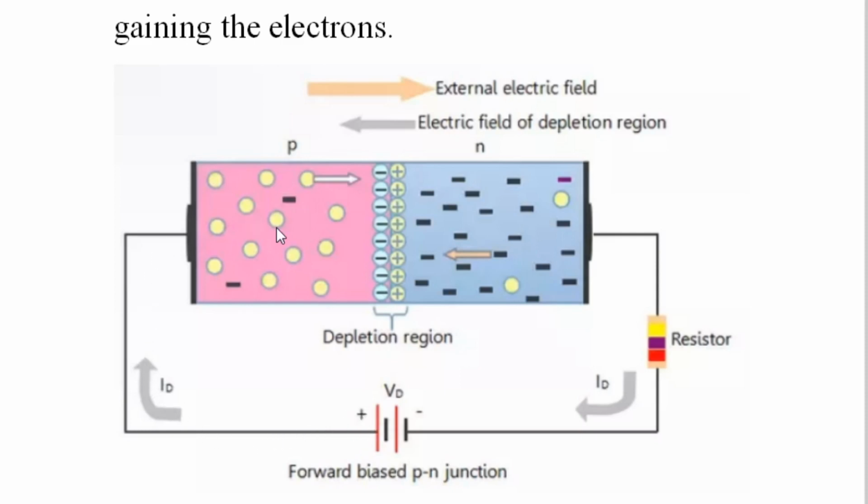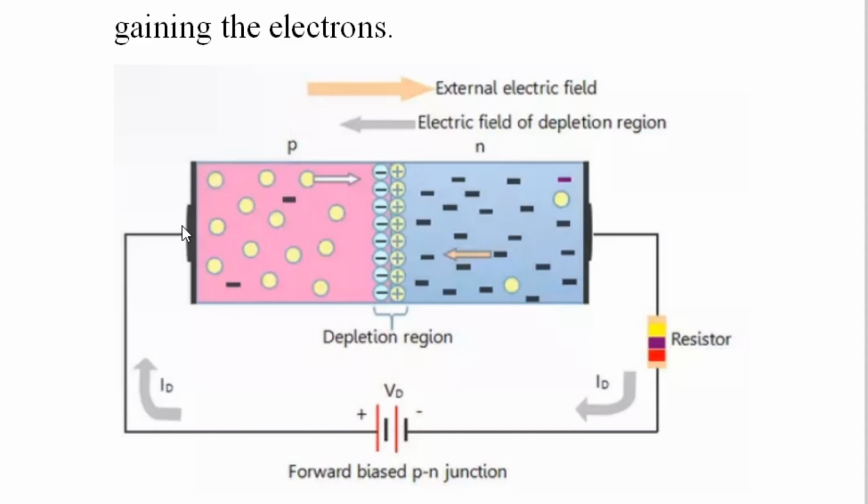So in this way, now what happens? Current starts entering from the positive of the battery and going towards the negative of the battery. This is the conventional direction of flow of current. Remember, the actual direction of flow of current is from negative to positive, but we have to consider the conventional direction. So this is the diode current ID, flowing from positive to negative conventionally.